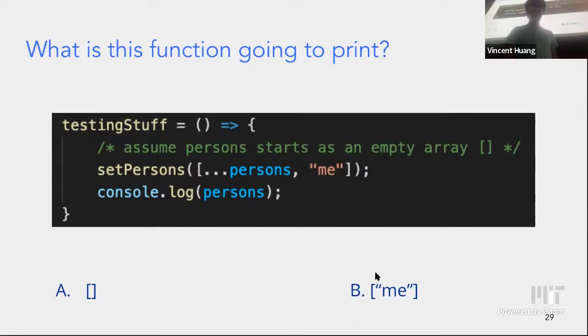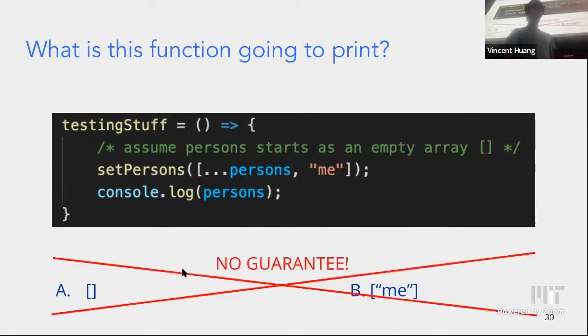Okay, so someone said B, which would be the new value of the persons array. Does anyone have a different opinion? That's also a good guess. Setting persons to be the old value of persons plus me will actually update persons. So the right answer is actually that we don't know what the console will log when we print persons.